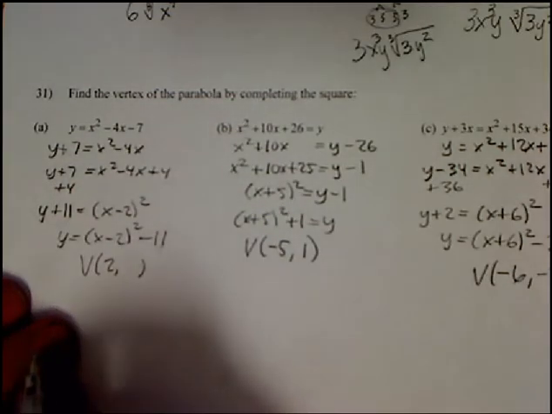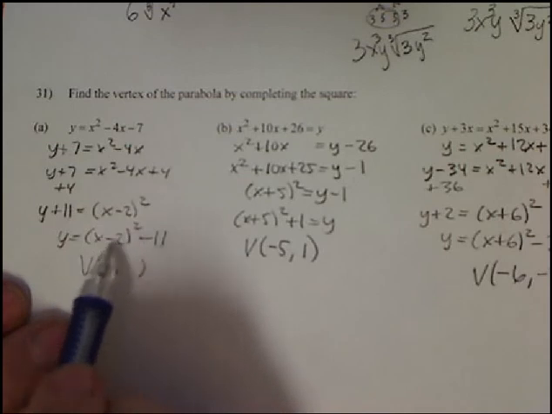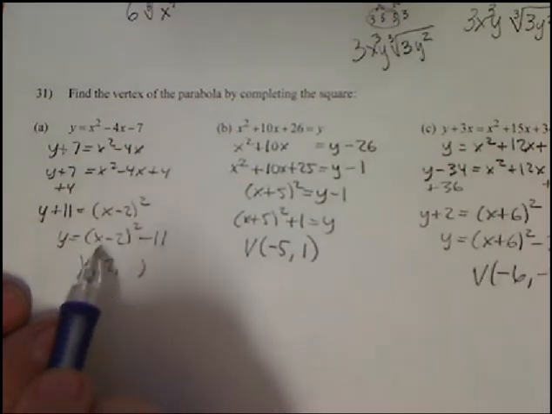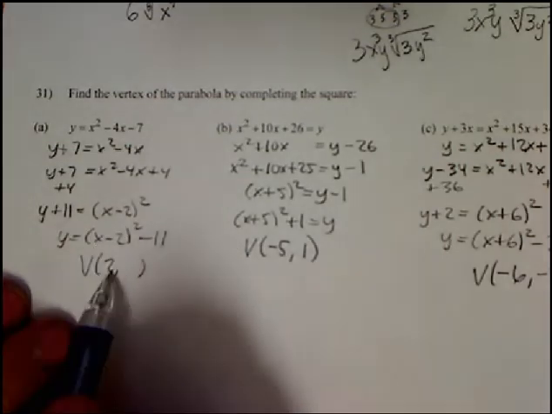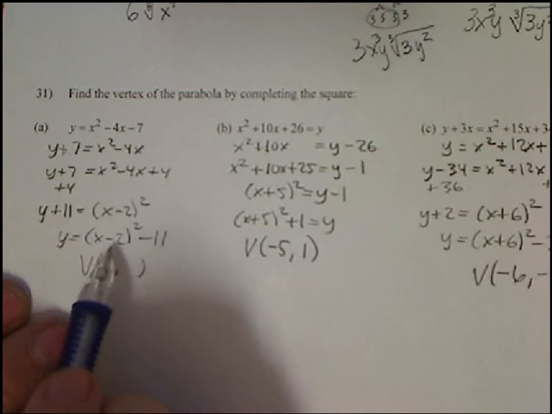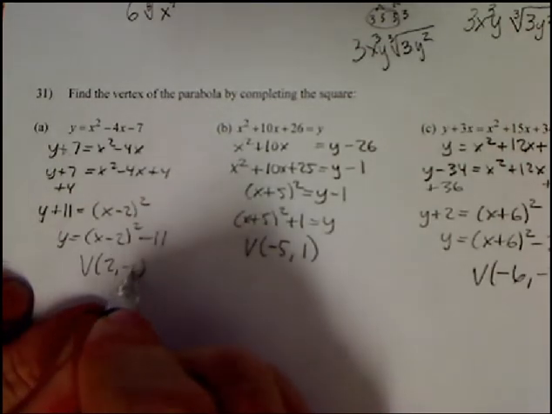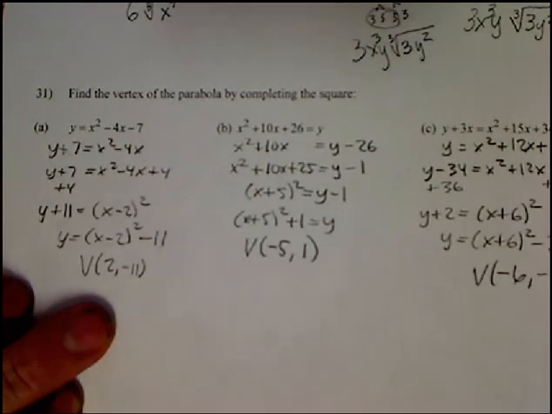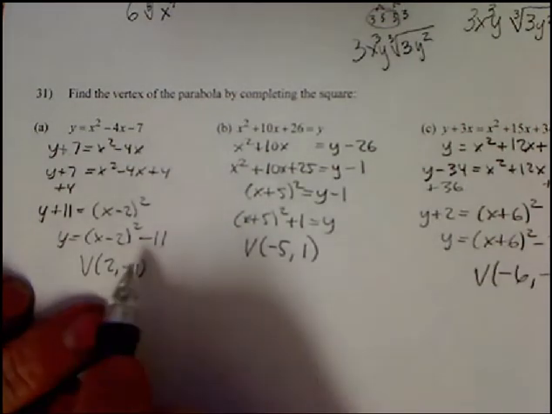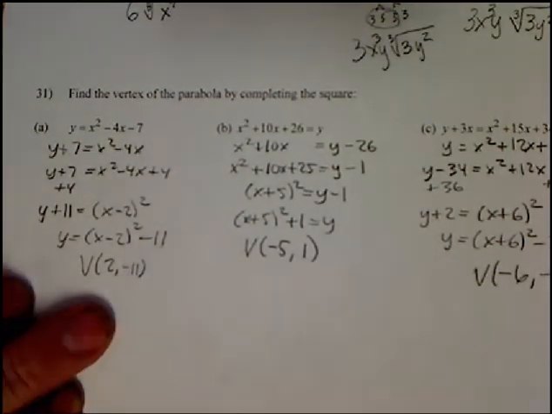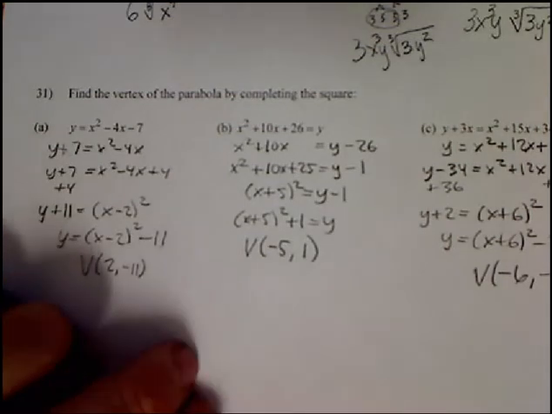To find your vertex is what makes the square part of the parabola equal to 0. So if x equals 2, this part equals 0. So it ends up being the opposite of that number. And then when I plug in 2 into my equation, I get 0 squared is 0 minus 11. That's negative 11. So my vertex is at 2, negative 11. It's going to be the same as this number. So it's really easy to figure out the vertex once you get in the correct form.